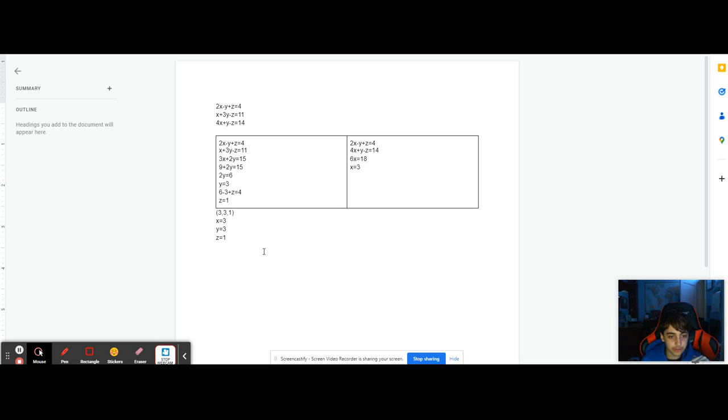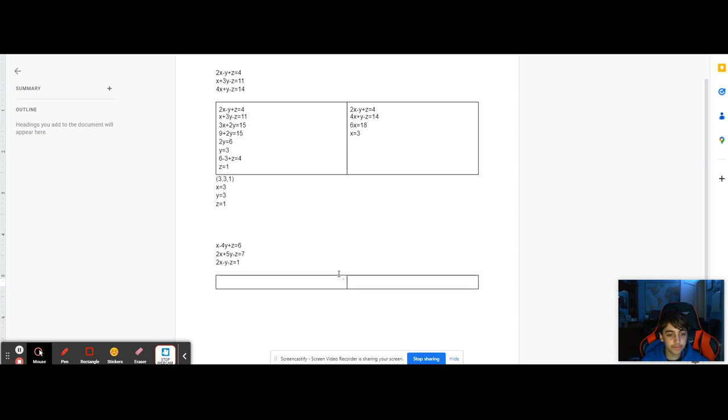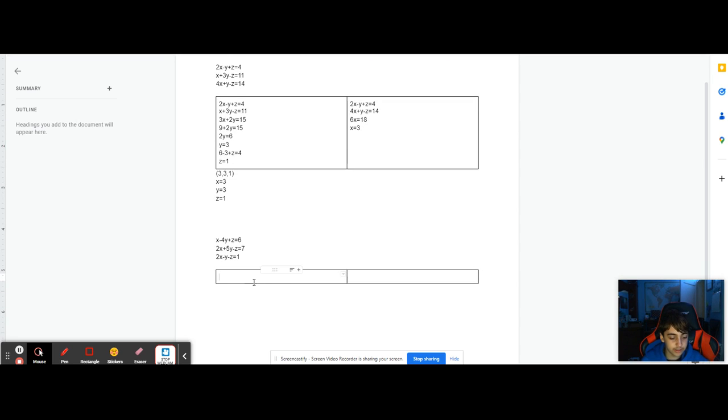Let's just do one more example here. Okay, so let's look at these. Again, all my z's are isolated, and we got a positive z and two negative z's. So we're going to insert a table. Bam. Okay, let's put this top equation in twice. So this equation, copy it in.